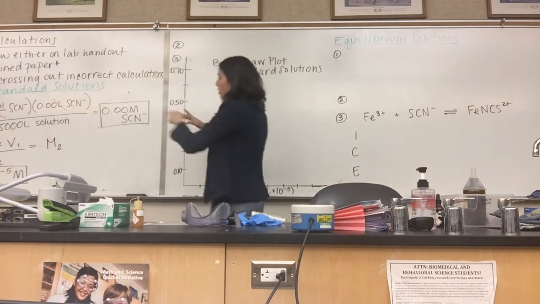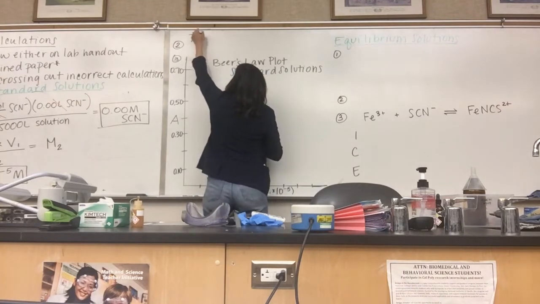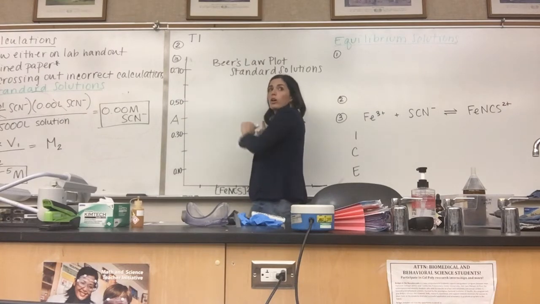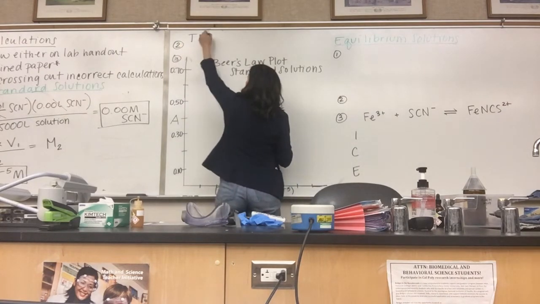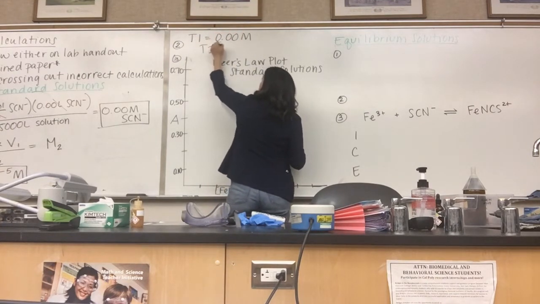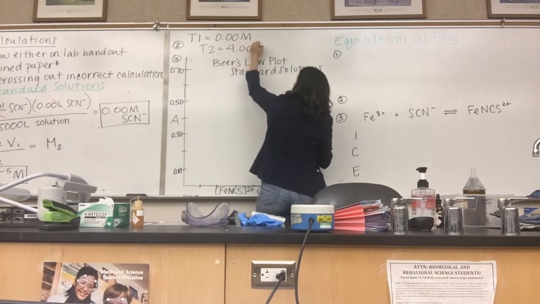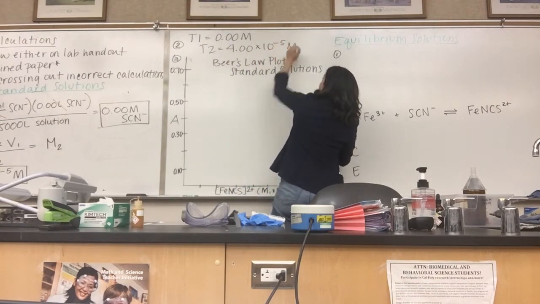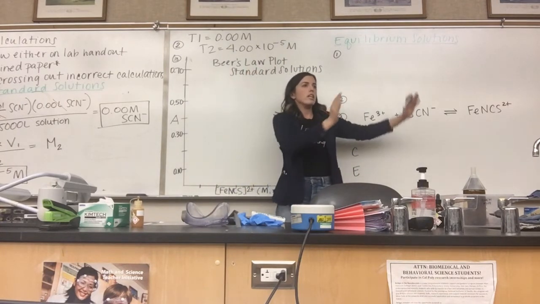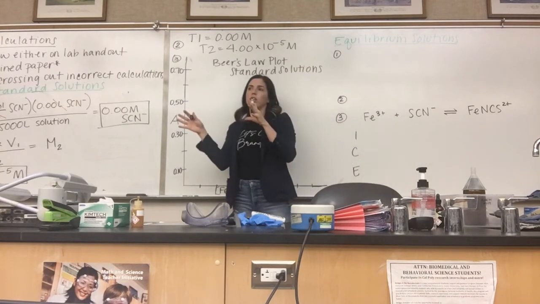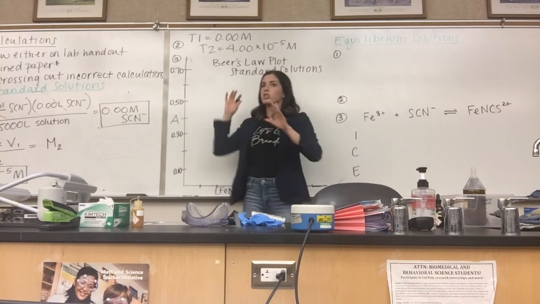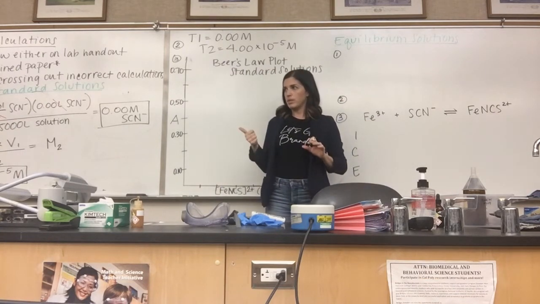So whatever you got for T1 for number 1 is the same as your answer for T1 for question 2. So question 2, T1 would be equal to 0.00 molar. T2 then would be equal to 4.00 times 10 to the negative 5 molar. Because remember, all of your sodium thiocyanate converted into the product. So whatever you calculated for number 1 is the same as your answers for number 2. So you don't need to show that calculation. Just write the answers down. Does that make sense? Okay.